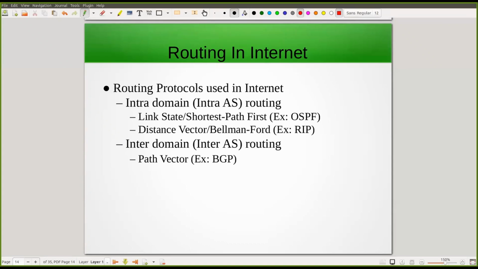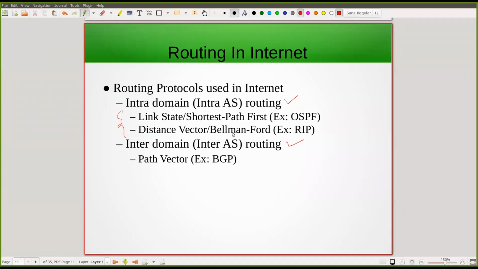If I remember correctly, this is the hierarchy that I talked about as far as the different types of routing protocol is concerned. So there are basically two categories. One is called intra-AS routing algorithm. The other category is called inter-AS routing algorithm. In intra, again there are two types of intra-AS routing algorithm. One is link state, also called shortest path first, and the other one is distance vector, that is also called the Bellman-Ford algorithm.